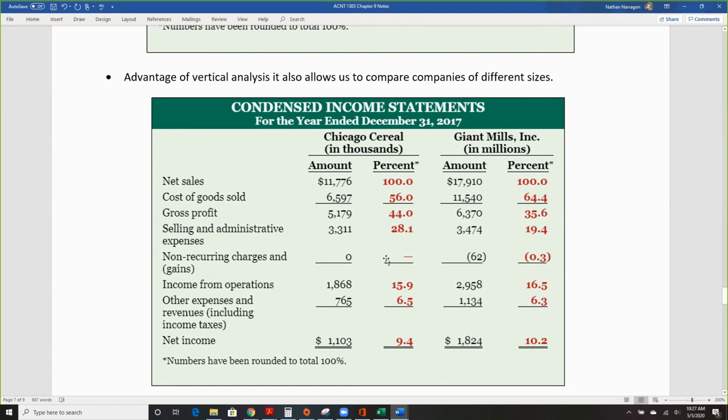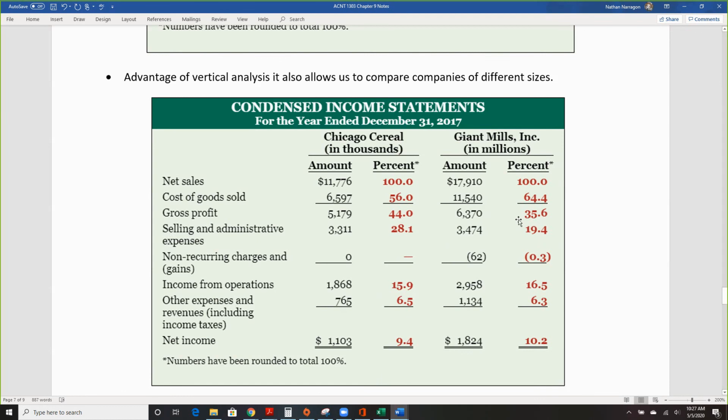The problem that ends up coming down here is net income. Look at that, they're doing a better percentage on net income than we are. So then we compare which one is basically hurting us. And it's selling and administrative. Why is ours so much higher in percentage compared to theirs?